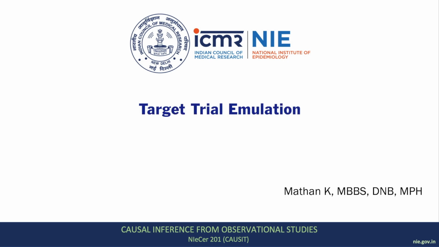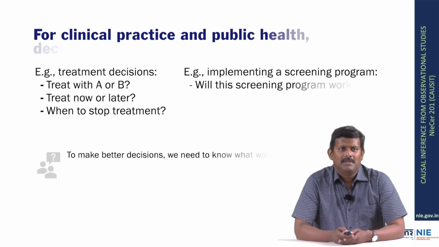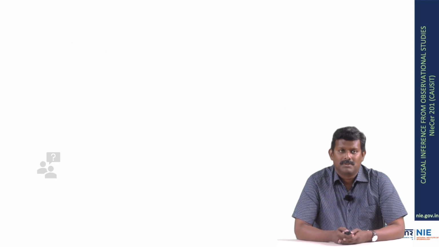Welcome to the third session where we deal with how to do target trial emulation. As seen in the first session, there are essential decisions that we need to make when it comes to clinical practice or in public health situations where we tend to compare the effectiveness and safety of treatment A compared to treatment B, or when we try to compare one particular community-based intervention, like a screening program, whether it works in the real world or not. Essentially, these are causal questions.